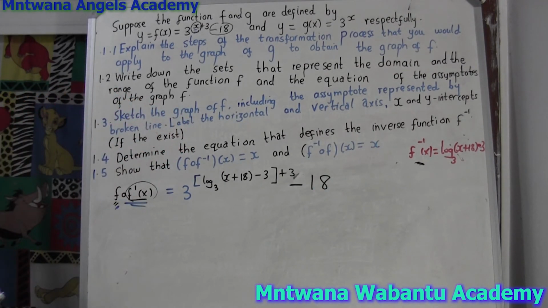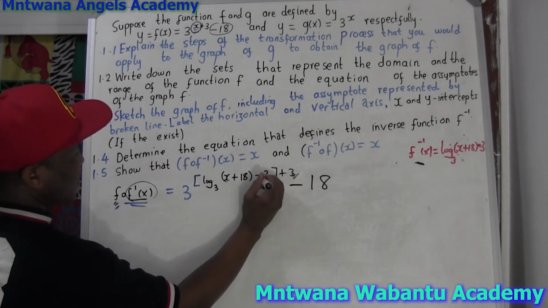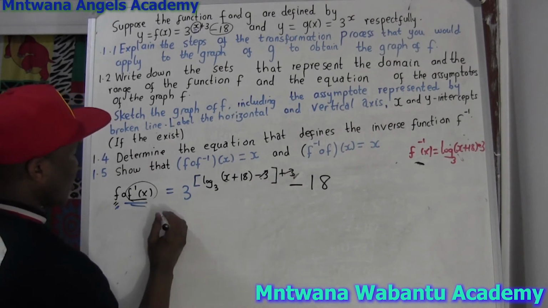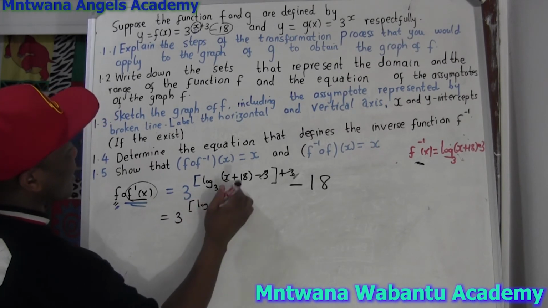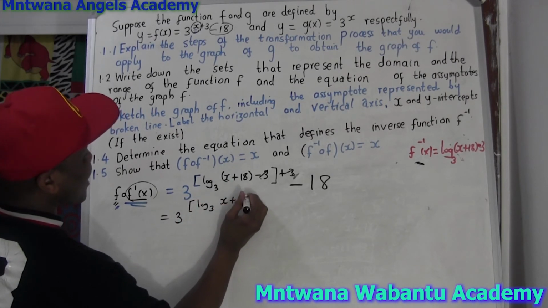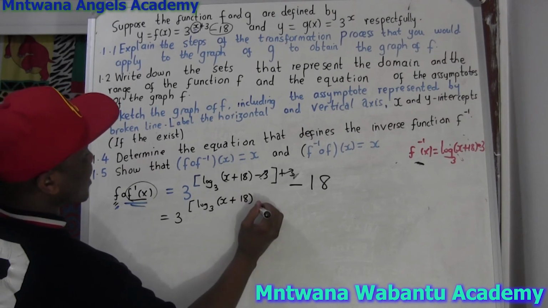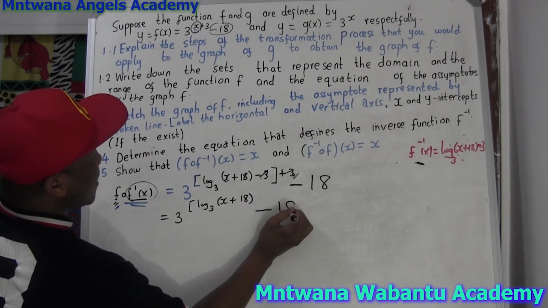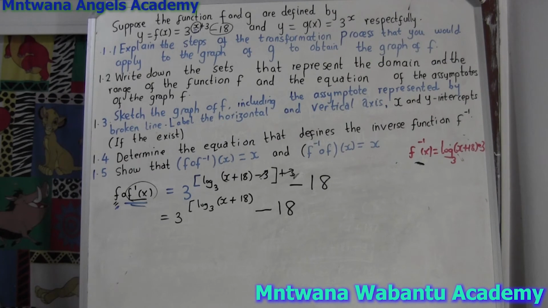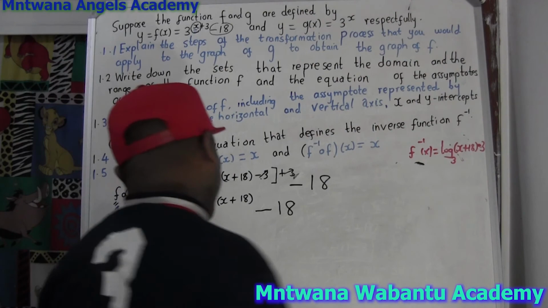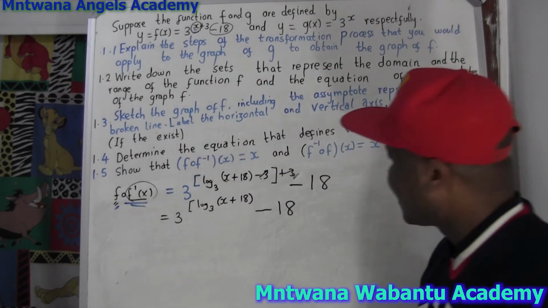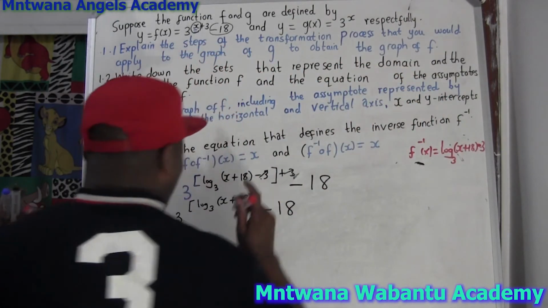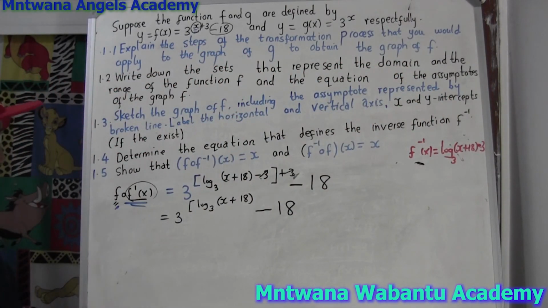So what we're going to do is simplify. 3 positive, 3 negative, this and this are going to go. So we have 3 to the power log base 3 of x plus 18, and then minus 18. But there's something I want to show here, a logarithm rule. This rule is very funny, man. I once forgot it, when I was in grade 8. This is very important.